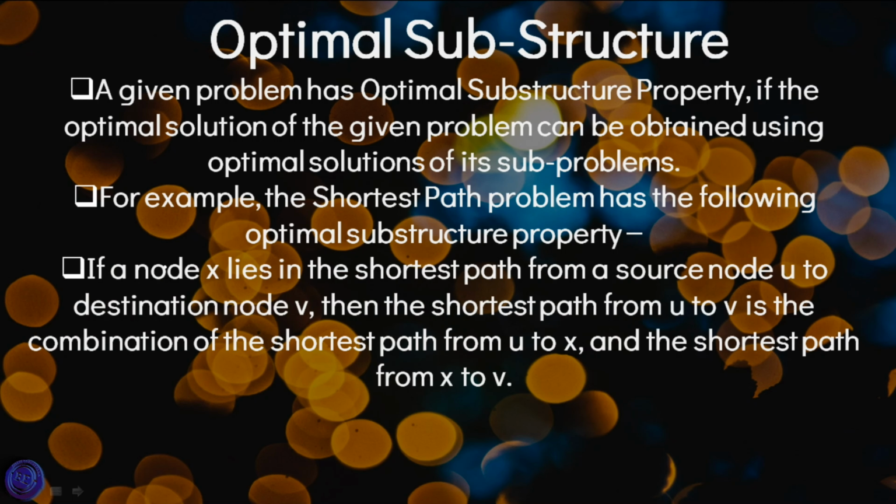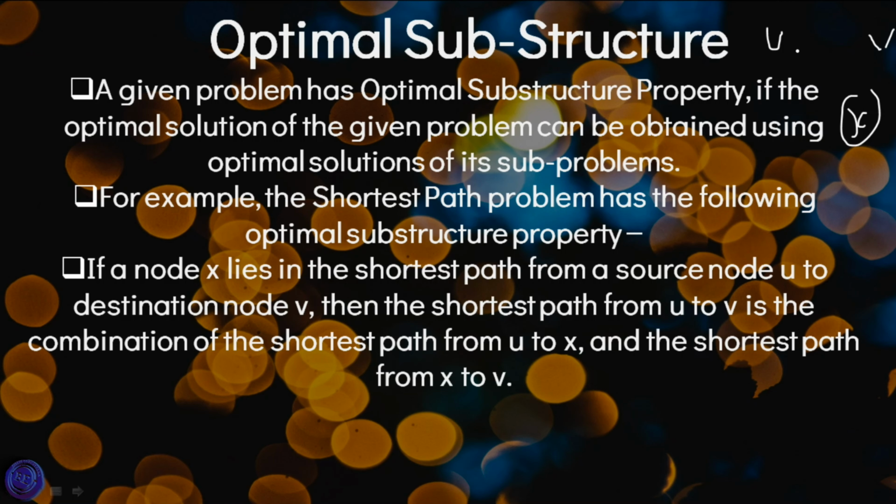If a node X lies in the shortest path from a source node U to the destination node V, so here we have the source node U and the destination node V, and we have another node named X, okay? Then the shortest path from U to V is the combination of the shortest path from U to X and the shortest path from X to V.